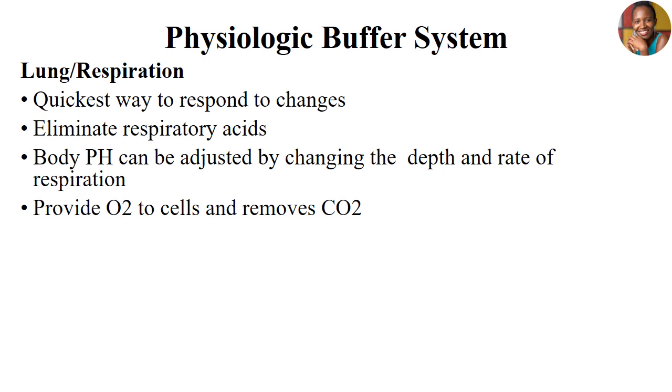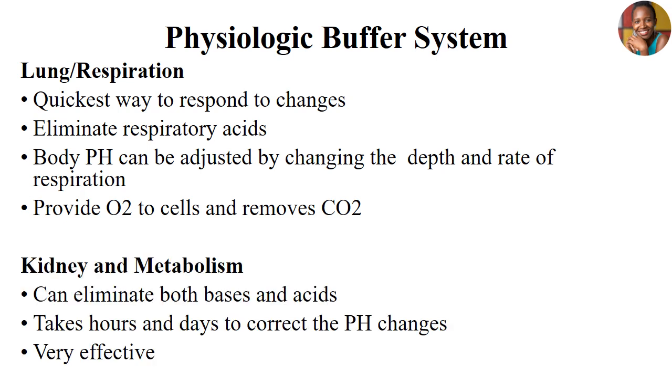But let's not leave it here. We have another system that forms part of this physiological buffer system, and that is the kidney and the metabolic systems in our body. The kidneys remind us of the existence of the phosphate buffer system. In the kidney we have those sodium phosphates that closely work together to act with the acids and the bases to eliminate them. This system is very effective, although it is a bit slow because it takes hours or days to correct pH changes, but it's one of the systems that work together to establish this.